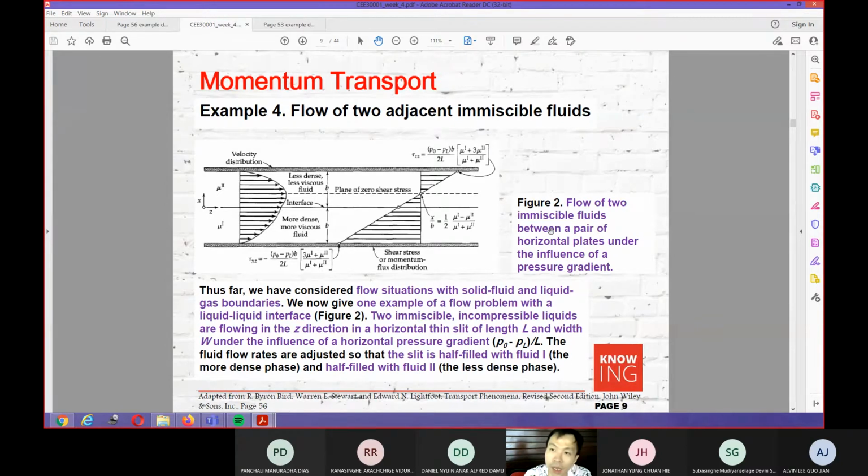Good afternoon, Panchali. So for the drop-in session today, what we will discuss is the flow of two adjacent immiscible fluids. Let's imagine that we have a flow of two adjacent immiscible fluids. There is a phase that is lighter than the other phase. If you imagine you have an oil and you have water, you know that oil and water do not mix. They form separate phases.